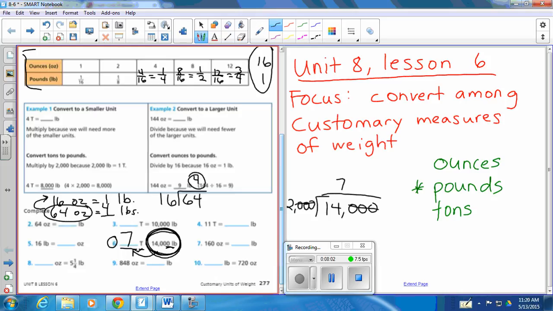Okay, so try number 8. We have a fraction involved there, which sometimes trips us up, but we're getting better and better the more we practice. So try number 8 and let's see what we come up with.